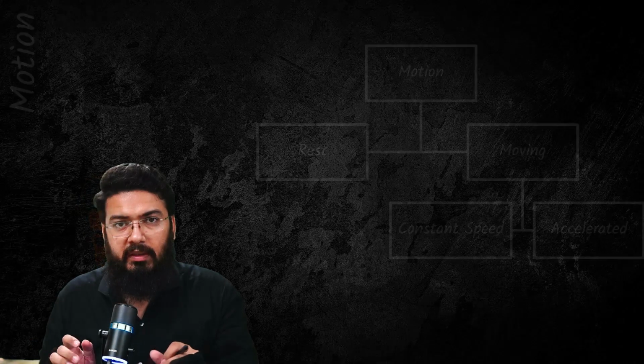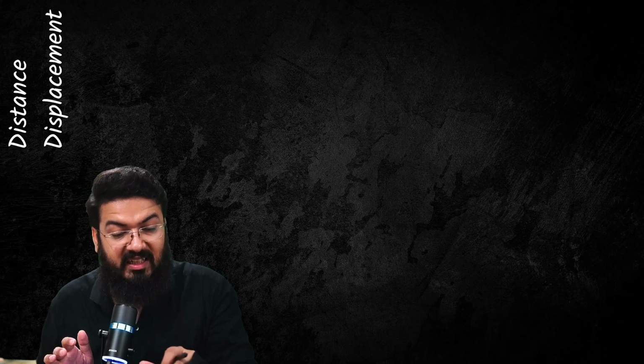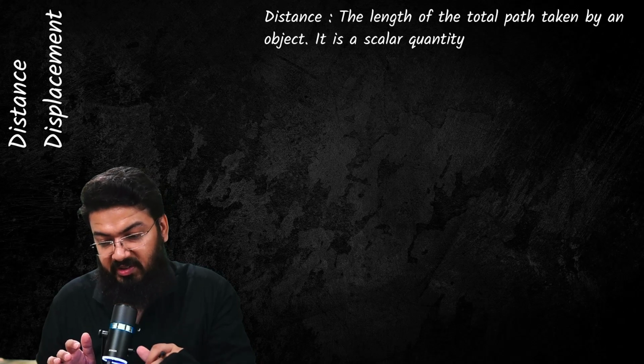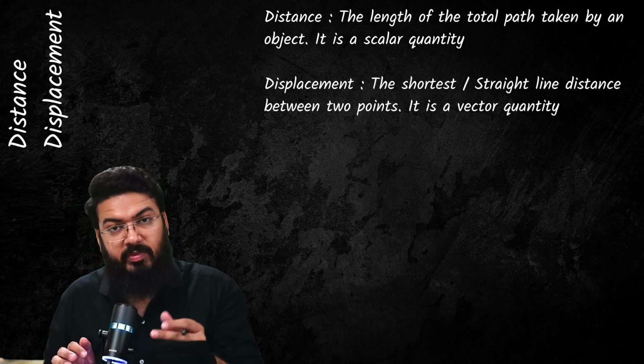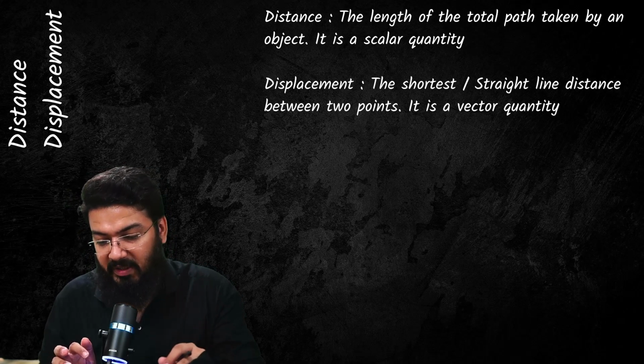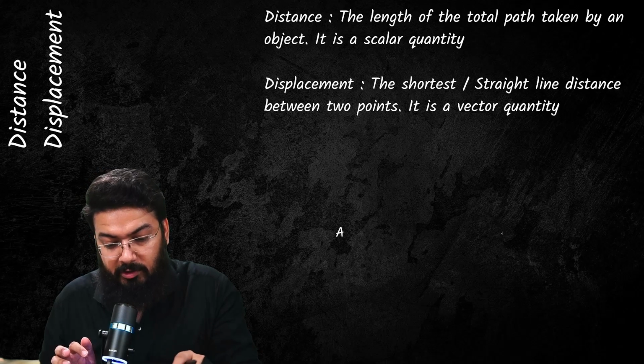Now, the first two quantities that we are going to use to describe the motion of an object are distance and displacement. Now, what's distance? Distance is the length of the total path taken by an object, while displacement is the shortest or the straight line path of the object, or in between 2 points.